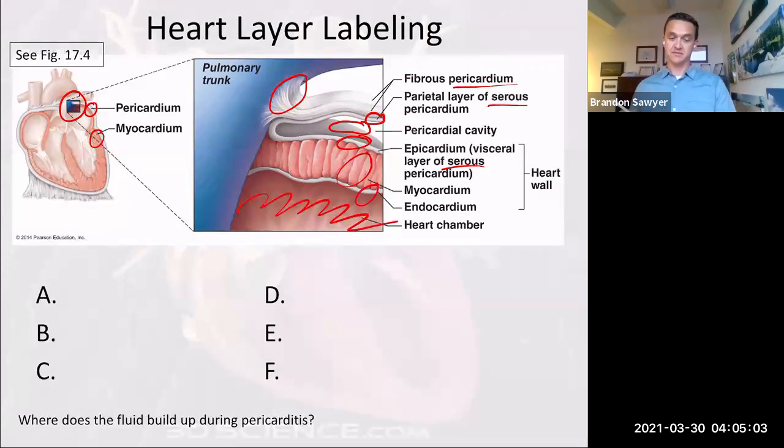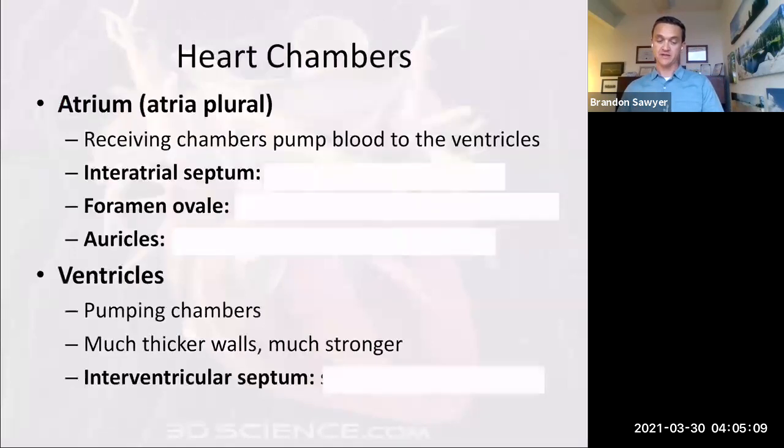So where does fluid build up during pericarditis? That would be this pericardial cavity. All right, so hopefully that makes sense with the layers there. Let's talk about the chambers of the heart a little bit. Okay, we've got the atrium, the atria, and the ventricles. So the atria are kind of the receiving chambers, and that's really what gets blood to the ventricles, okay?